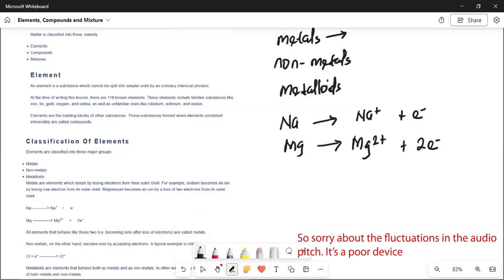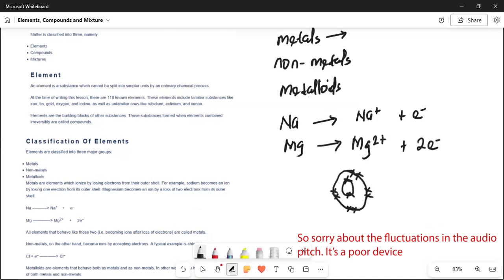When we come to electronic configuration, you will understand better, or let me digress there quickly. Sodium has one electron in the outer shell. The electronic configuration of sodium is something like this: it has two electrons in the inner shell and eight in the next shell to the inner one.